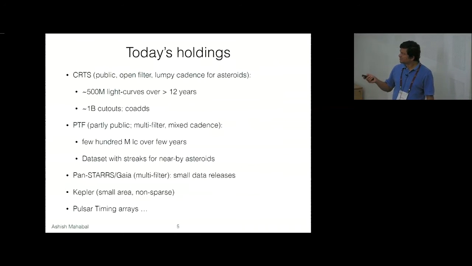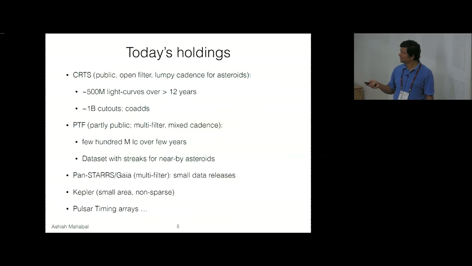Today's holdings again, so with CRTS we have several 100 million light curves, and there are 1 billion cutouts. These are being served from IUCAA right now, so almost all the data are public here. With PTF, which is partly public, there have been some data releases. It's multi-filter. And the CRTS cadence is designed for asteroids, so it's lumpy: you take 4 images within 30 minutes, and then don't take another set of observations for maybe a week sometimes. So it becomes very chunky, lumpy that way.